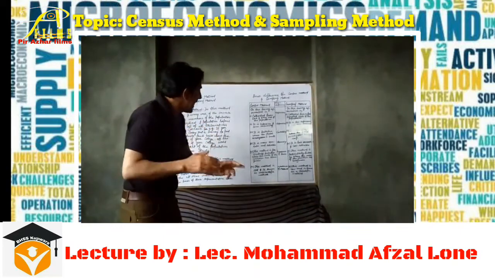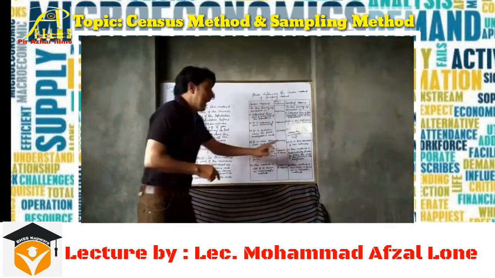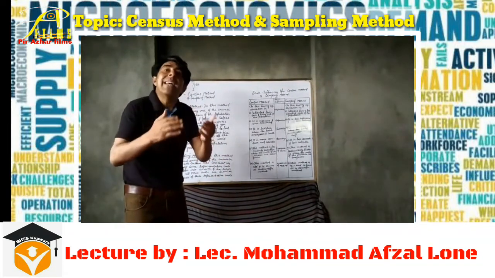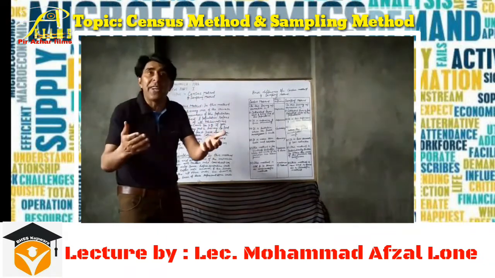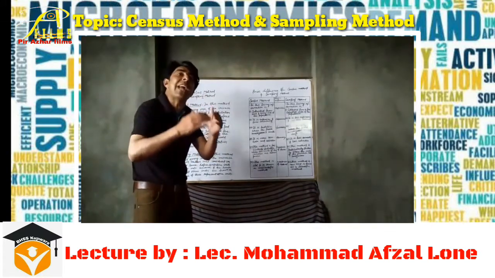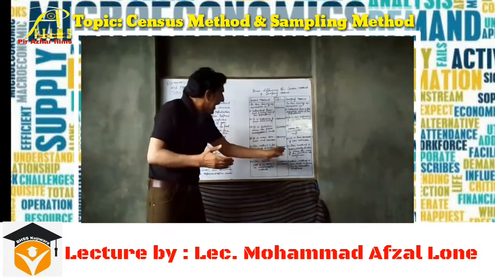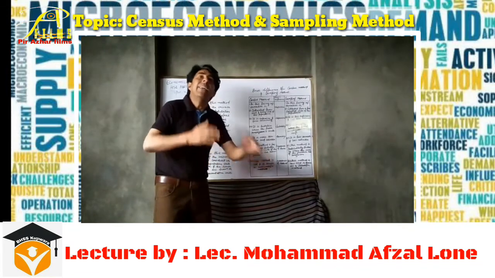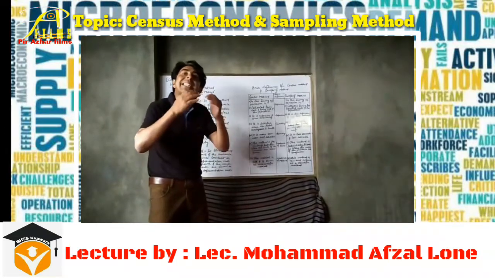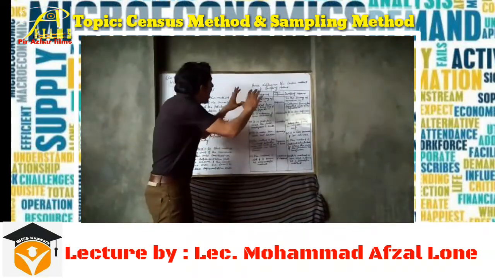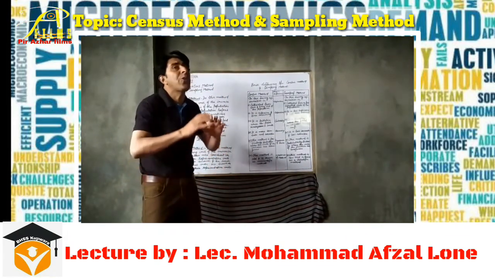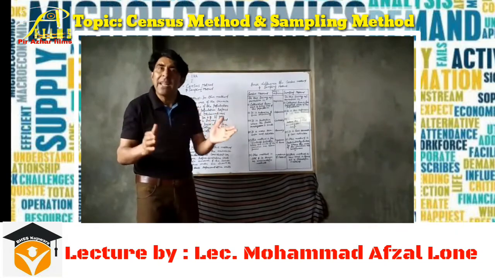And the last difference is nature of method. In this difference, we are saying the census method is an old method and is known as unscientific. On the other hand, on the basis of nature of method, the sampling method is a new method and is known as a scientific method. This is all about the difference between the census survey and the sampling survey, or you can say the census method and the sampling method. Thank you very much.